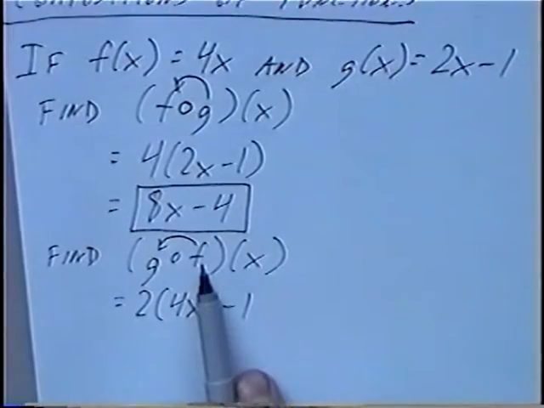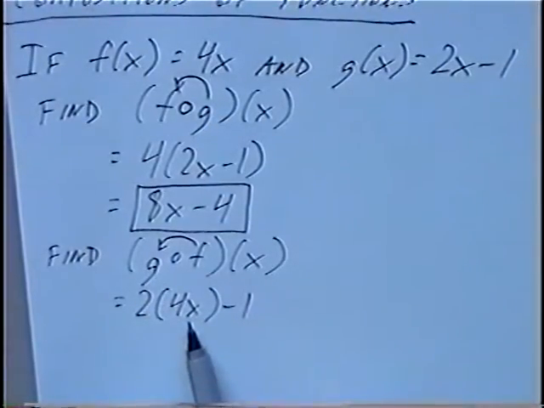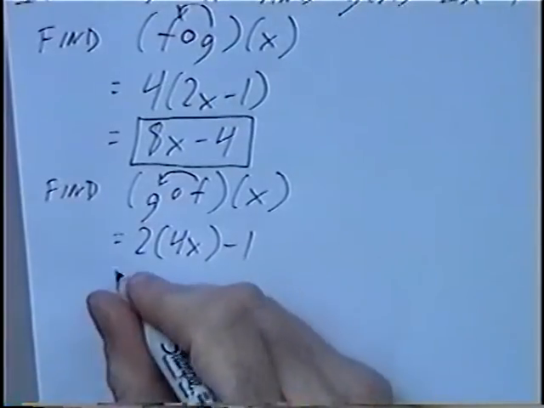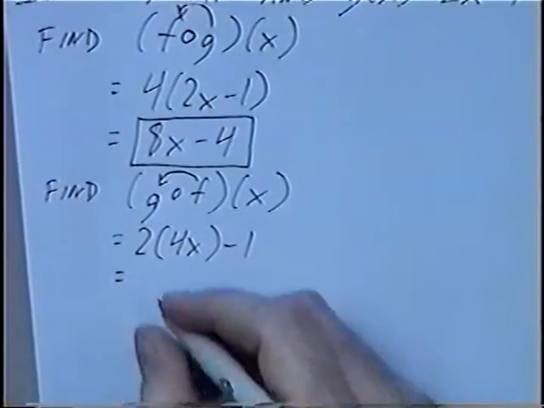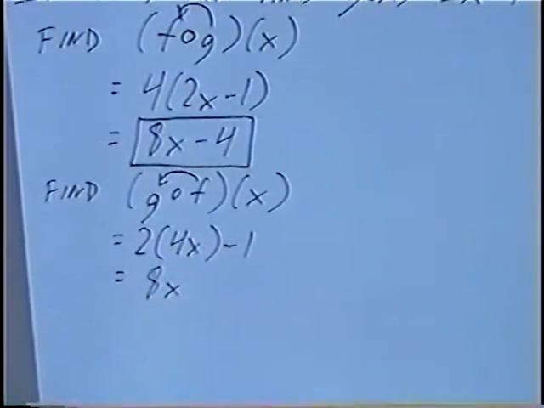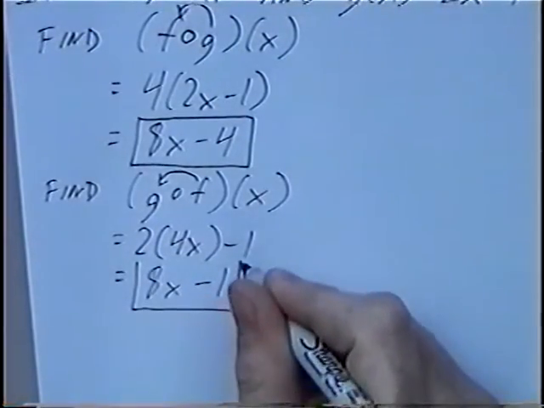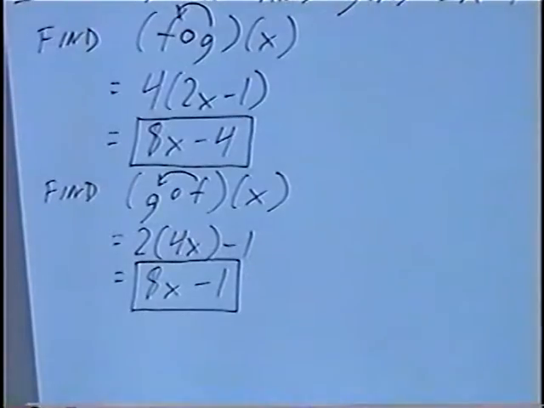So taking the value of f, plugging that into the variable for g, then we can simplify to get our answer. 2 times 4x would be 8x, and minus 1 stays the same. So our final answer is 8x minus 1.